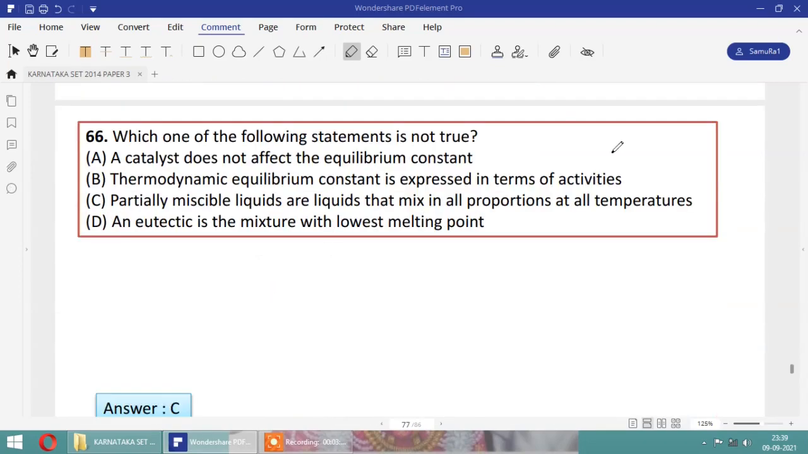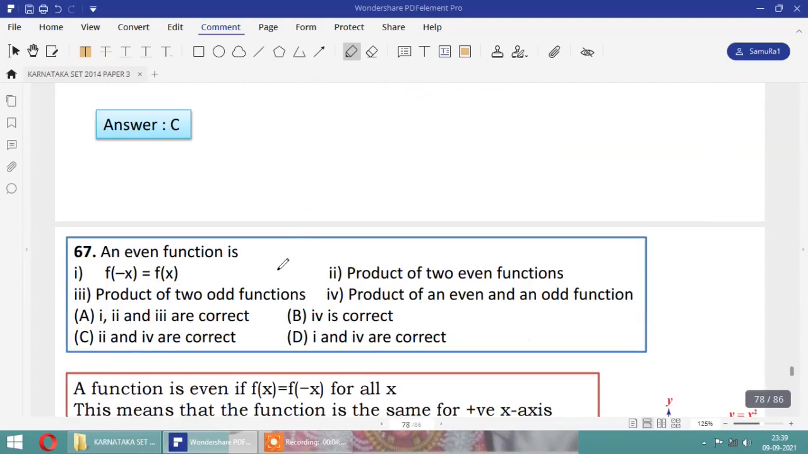Which one of the following statements is not true? Catalyst does not affect the equilibrium constant. Yes, it is true. Thermodynamic equilibrium constant is expressed in terms of activities. Yes, it is true. Partially miscible liquids are liquids that mix in all proportions. No, at all temperatures. This was a wrong statement. Partially miscible liquid will not mix at all proportions. The eutectic is the mixture with the lowest melting point. Yes, it is also correct. The correct answer is C.